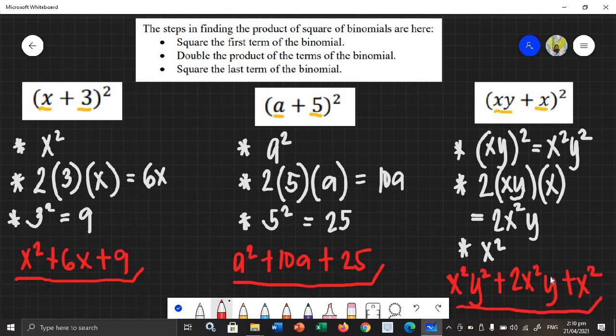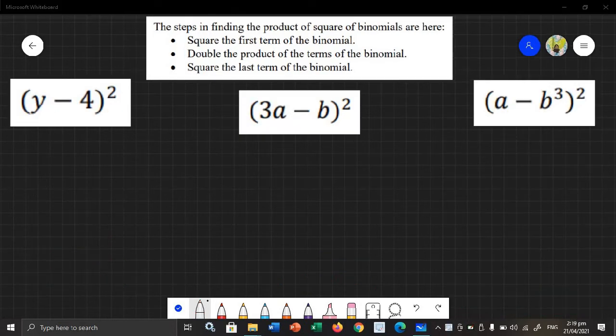Basically, pag kinukuha niyo yung product ng square of binomials, the answer will be automatically a trinomial. Kapag hindi trinomial yung nakuha niyo answer, therefore, there is something wrong with how you did the steps. Okay, let us solve some examples pa. Now, let us solve this last three examples.